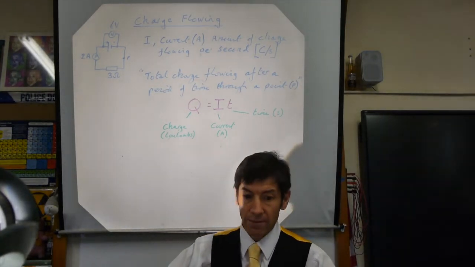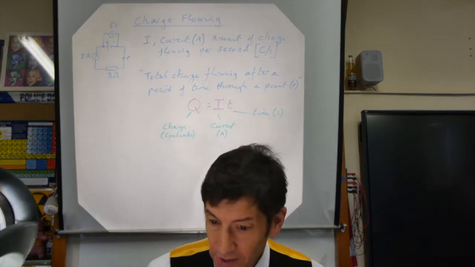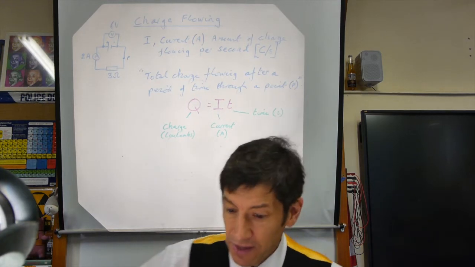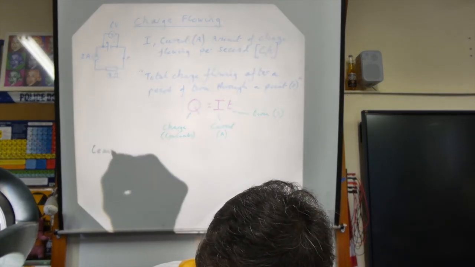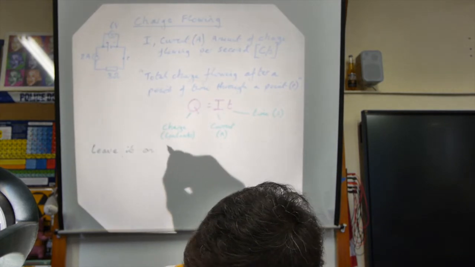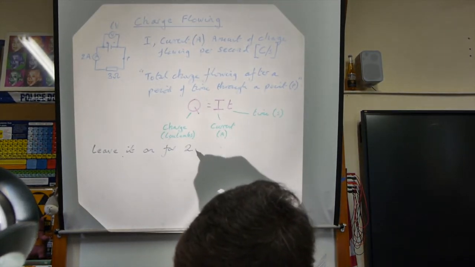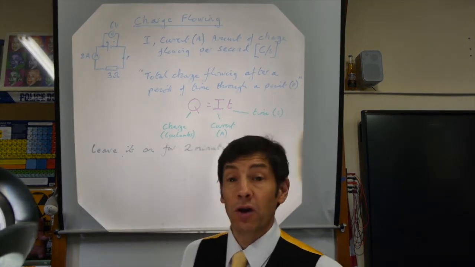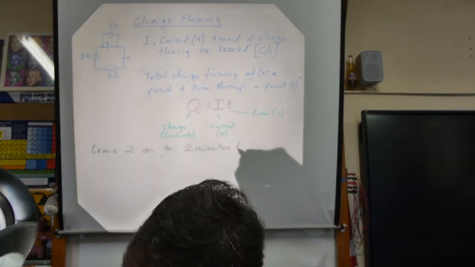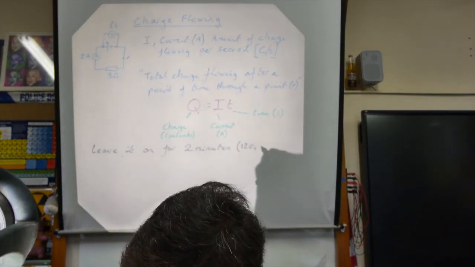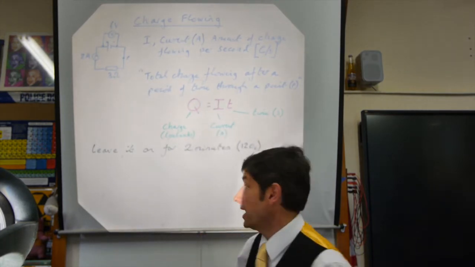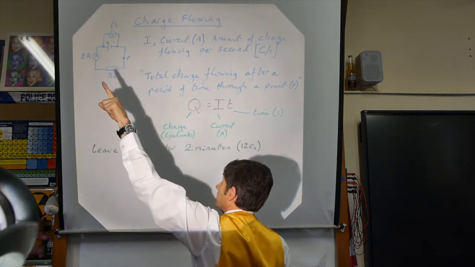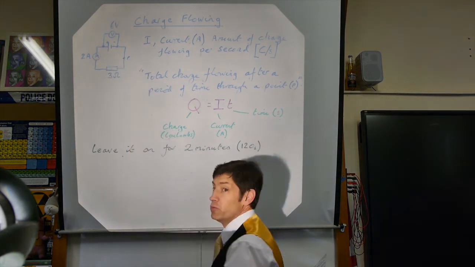Okay, so let's do a quick question. So let's have the circuit that we're looking at all the time, so you don't need to memorize different circuits. Let's leave this on for 2 minutes. Okay, so immediately you go 2 minutes. No, that's 120 seconds. We should be working in seconds. Okay, so how much charge has flowed around this circuit or through that point or through the resistor or through the battery in 2 minutes?